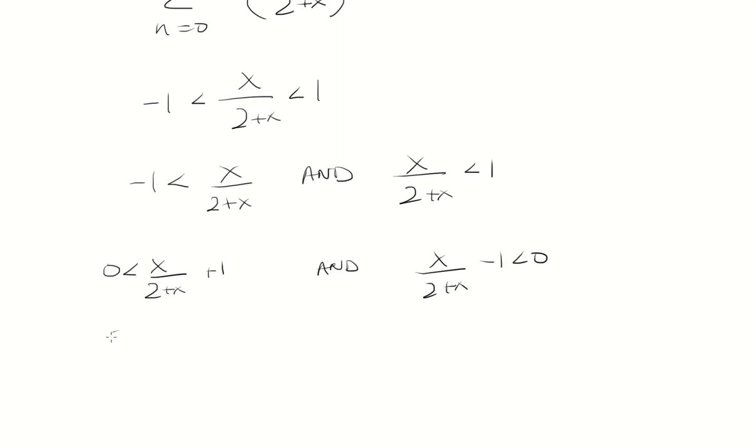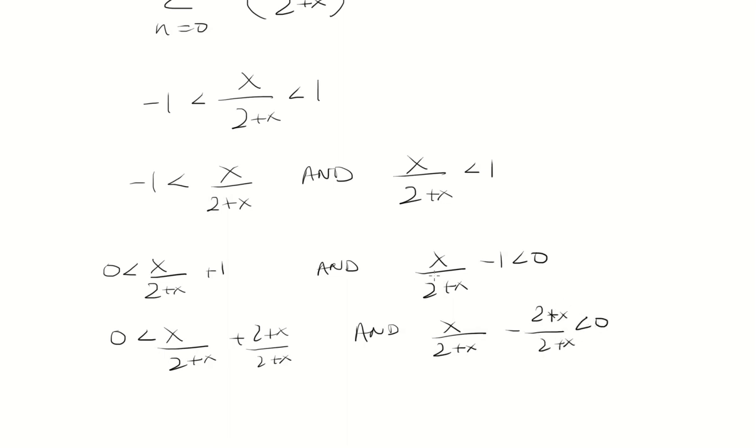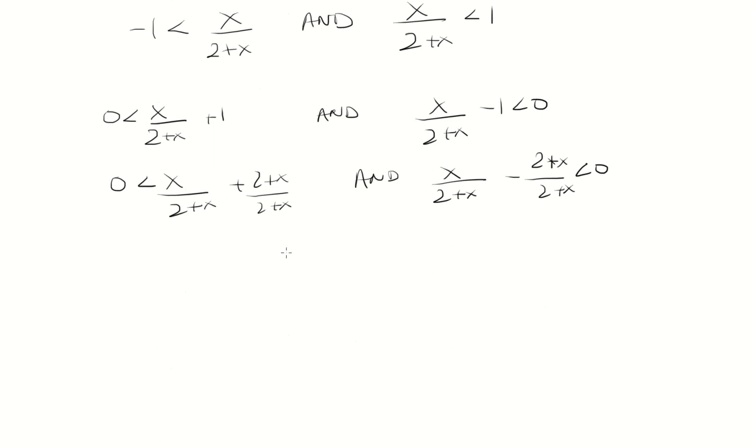Get a common denominator, so the common denominator is 2 plus x. And then we're going to add the numerators. x plus x is 2x, so it's 2x plus 2 over 2 plus x. And the x's cancel here. We have -2 over 2 plus x is less than 0.